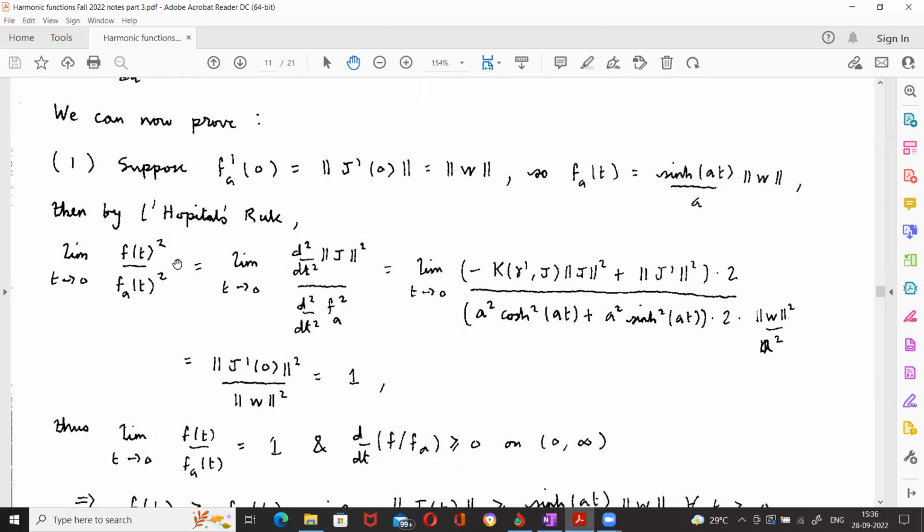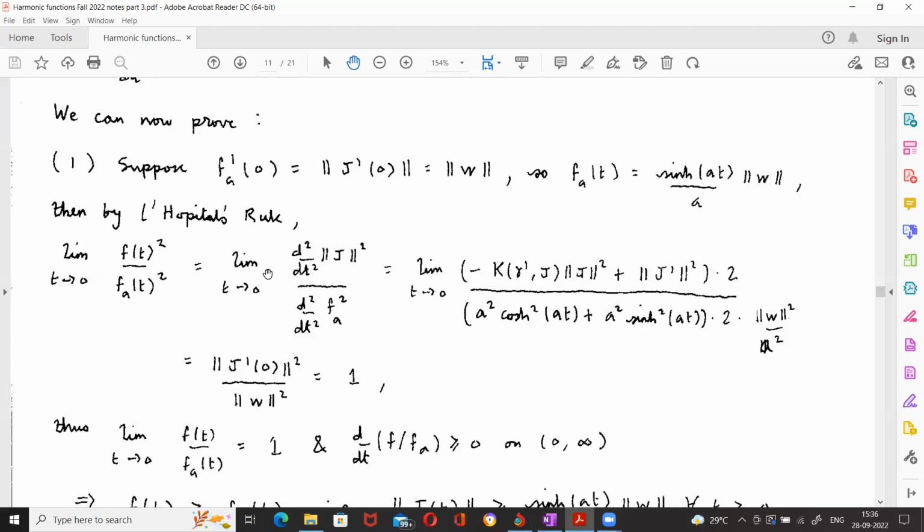Yeah, in fact, both of these vanish, and also the derivatives vanish at t equal to 0, right? If I take the square, I'll get 2f into f dashed, and f vanishes at 0 and f dashed is bounded near 0. And similarly, I'll get 2 fa into fa dashed, and fa of 0 is 0, fa dashed is bounded near 0. So both of these, their derivatives also vanish at 0, right? The limit as t tends to 0 of the derivatives is also 0. So I can apply L'Hopital's rule twice, all right?